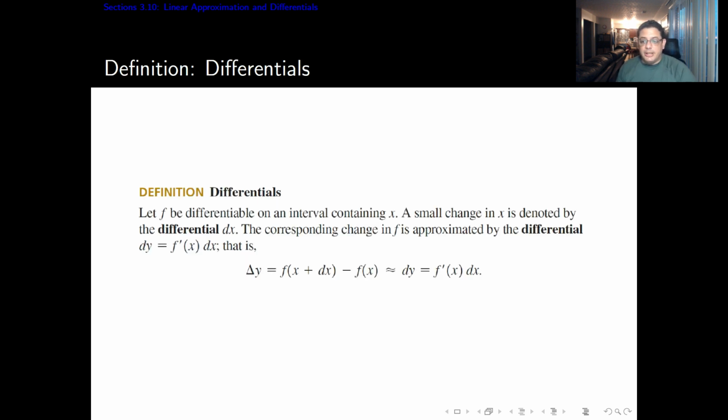Now, in terms of differentials, if f is differentiable on an interval containing x, a small change in x is denoted by the differential dx. And the corresponding change in f is approximated by the differential dy. So that's why we have the relationship dy equals f prime of x dx. You will not be surprised by this, because another way of writing dy/dx is f prime of x. So this is another notation for this.